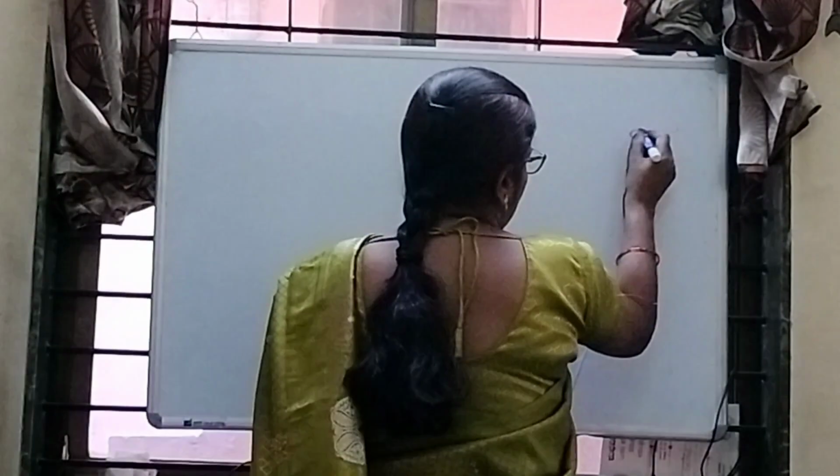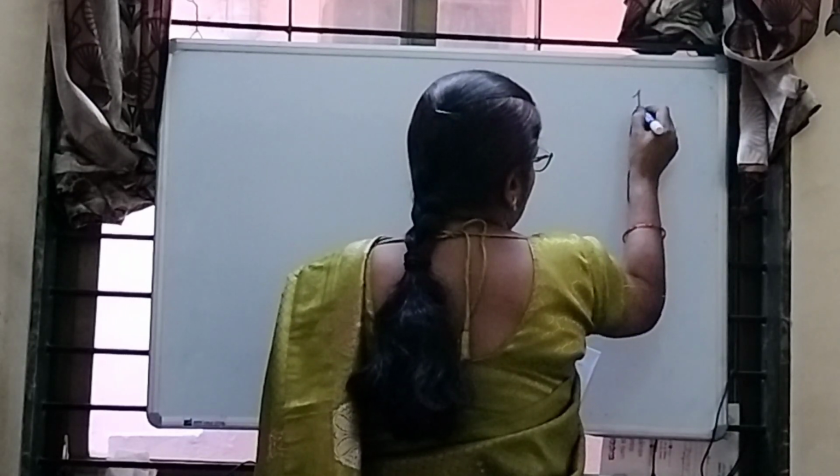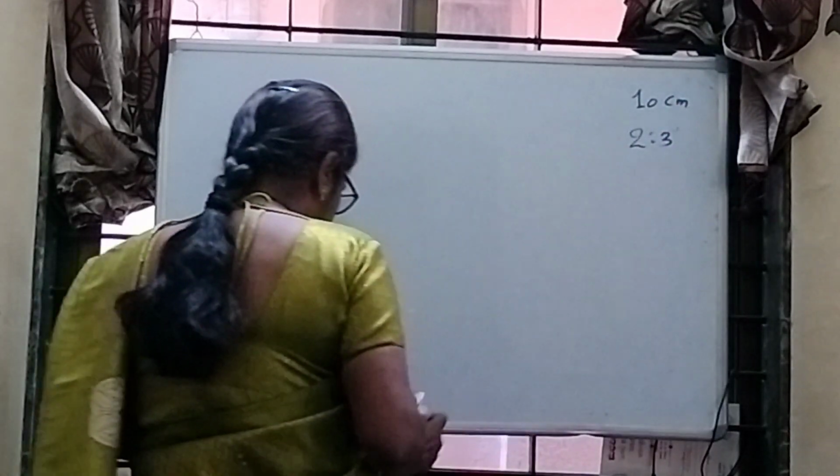Welcome back, students. So this is the last video of the question paper, that is on constructions. So 23rd question I had left it. Draw a line segment of length 10 centimeters and divide it in the ratio 2:3. We have to divide it. The length is 10 centimeters.